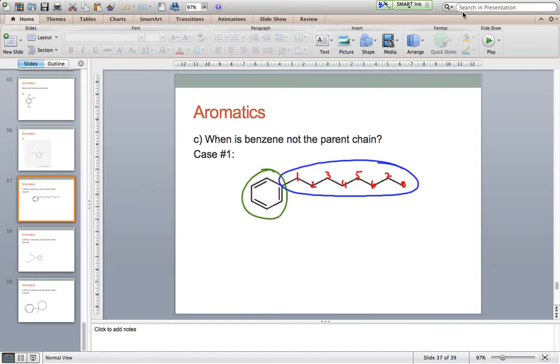All right. So just so you can make sure that you jot this down, when is benzene not the parent chain? Case number 1, when the branch, in quotation marks, or what looks like the branch, is longer than 6 carbons. How are we going to name this? Well, I've actually gotten a really good start. I've found my parent chain. I've also numbered it. It's got 8 carbons, so that's octane.